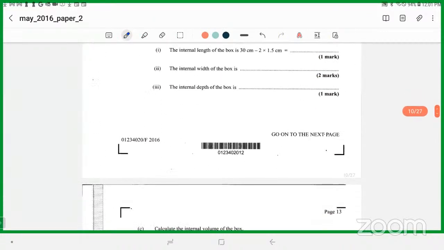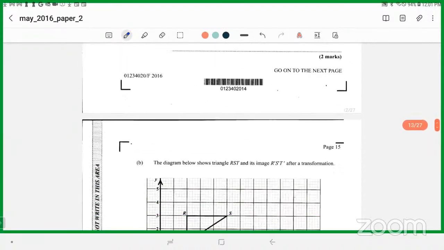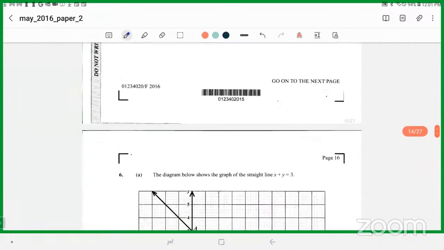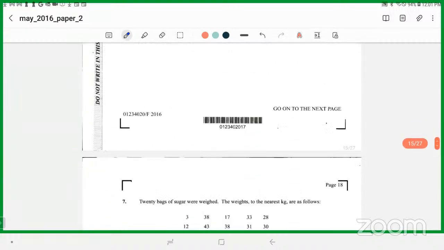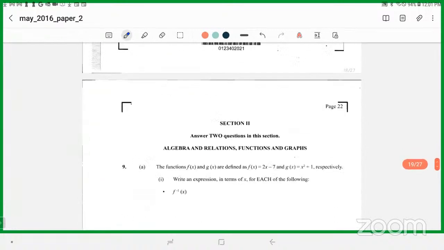I think this functions question is one of the ones where we have to deal with the inverse of a composite function. And I think it's a proof one as well. You have to prove something in it, all right? Inverse of a composite function.